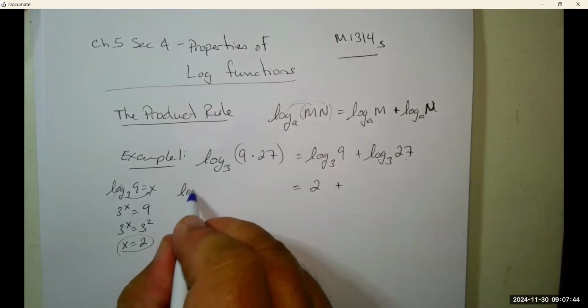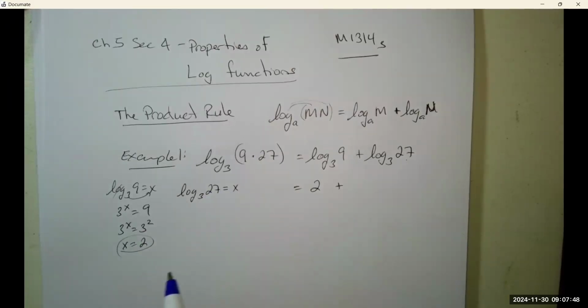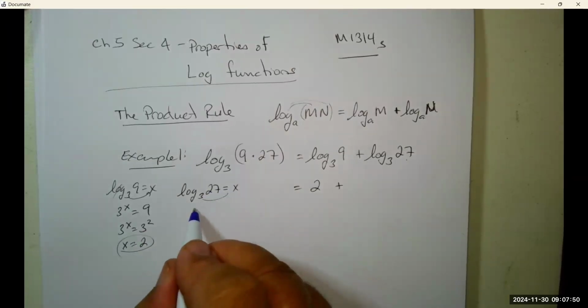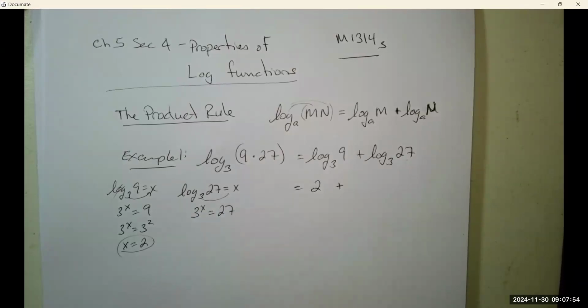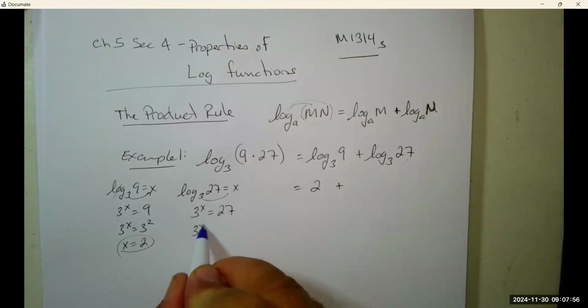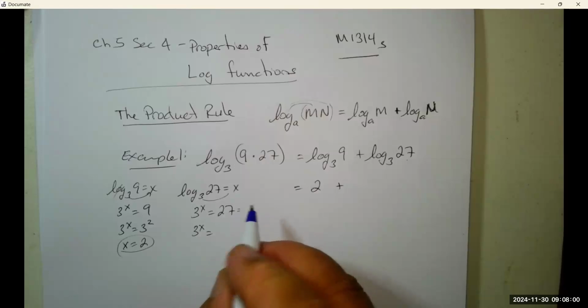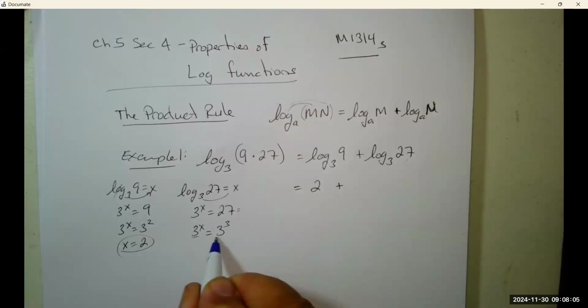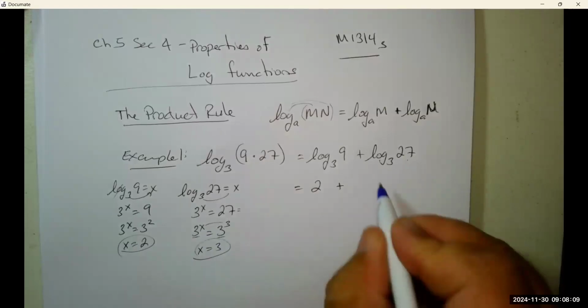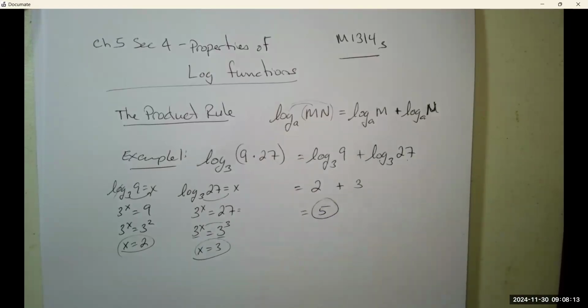Then log base 3 of 27 equals some number x. 3 to the power x equals 27. 27 is made up of 9 times 3, and 9 is 3 times 3, so it's 3 times 3 times 3. Same bases, x equals 3. So that one equals 5.